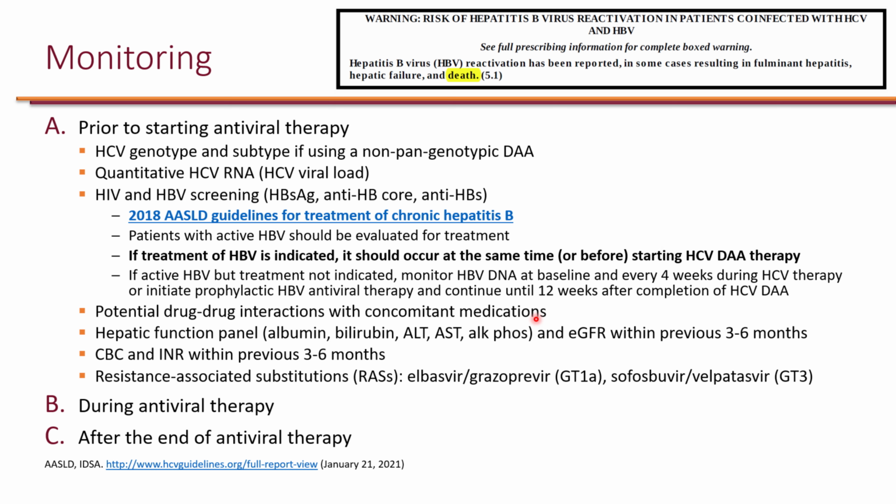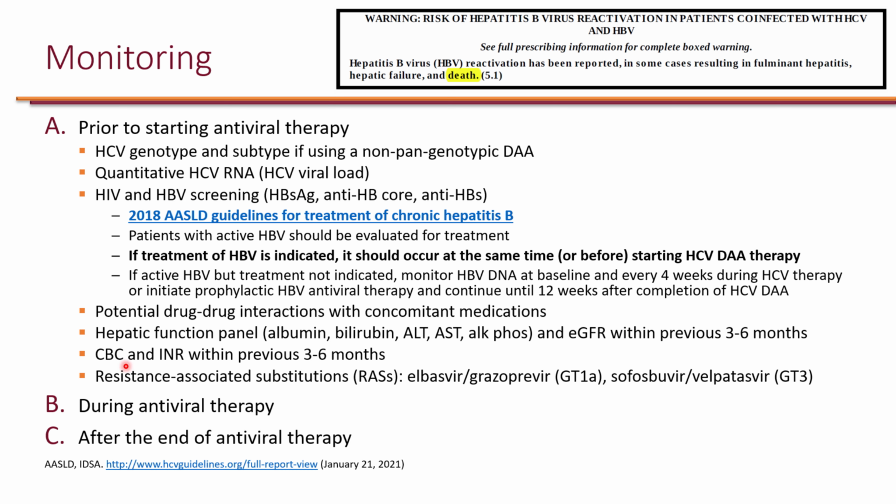So that's important, and sometimes that can guide us to which Hep C regimen to choose to avoid drug interactions. It is important to check patients' baseline hepatic function, and we can use a hepatic function panel that includes albumin, bilirubin, ALT, AST, and alkaline phosphatase. And we also need to assess the renal function, so the GFR, and these can be within the previous 3 to 6 months. Now, if someone is otherwise healthy, it can be within 6 months. Someone with cirrhosis, for example, needs to be in the previous 3 months.